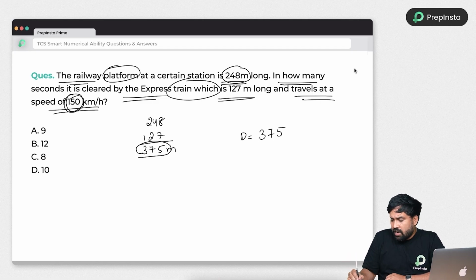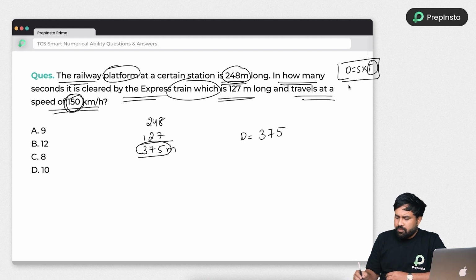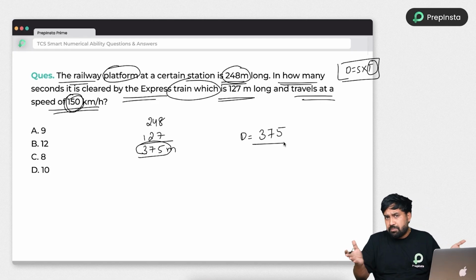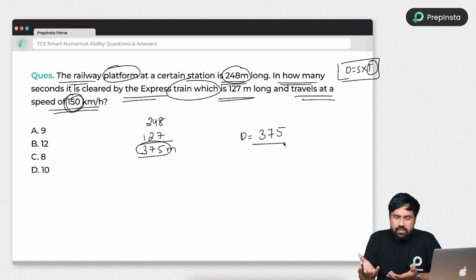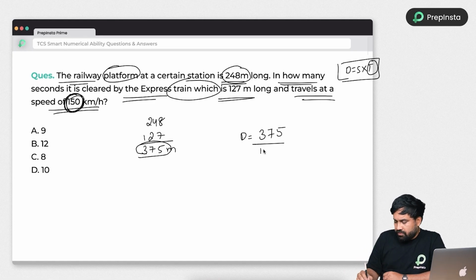Why? Because D is equal to S into T, which is distance equals speed into time. So in order to find the time, it is distance by speed. So divide this 375 by the speed itself. The platform doesn't have a speed, so we don't have to consider it; we consider only the train speed, 150. So 375 by 150 is your answer, but it is wrong.